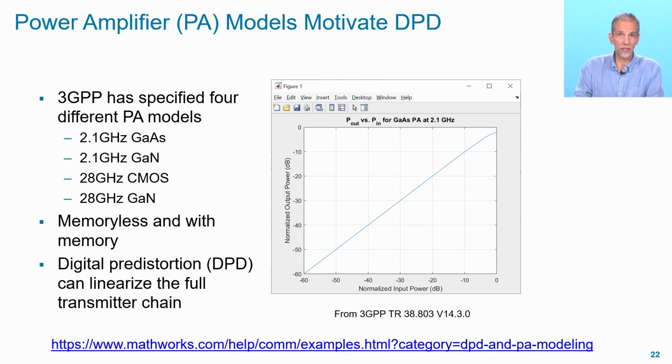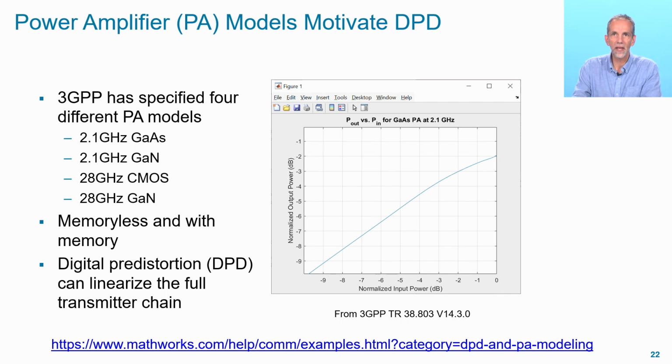MathWorks has done much in this realm. MATLAB has many, many examples on this, but it's out of scope for now. If you want to take a look at the link at the bottom, that would show you how you can find out more about DPD. But let's look at this power amplifier characteristic. You can see at the very upper right-hand corner, that looks like a bit of nonlinearity. Let's drill in further.